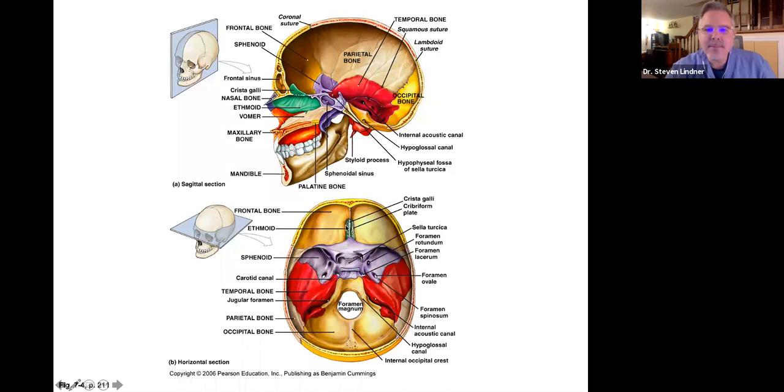The bone itself is part of the ethmoid, but there's lots of perforated holes. You can see it looks like someone took a pin and kept punching holes in the ethmoid. That's called a cribriform plate. And the significance of the cribriform plate is that there is a cranial nerve that goes right through that. And that's called cranial nerve number 1, which is the olfactory nerve.